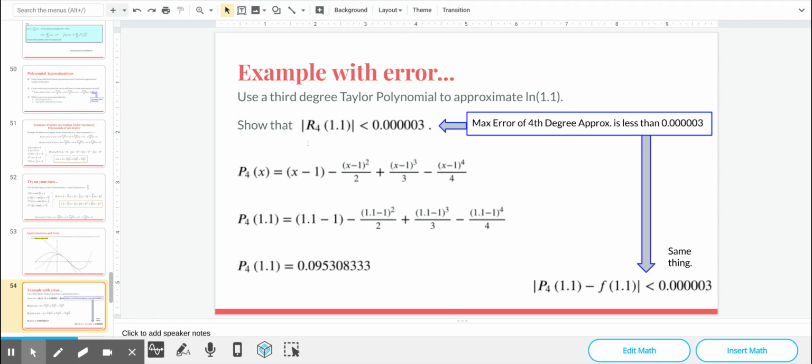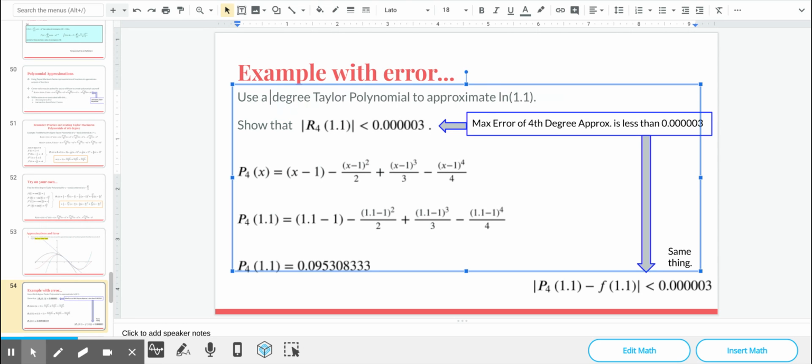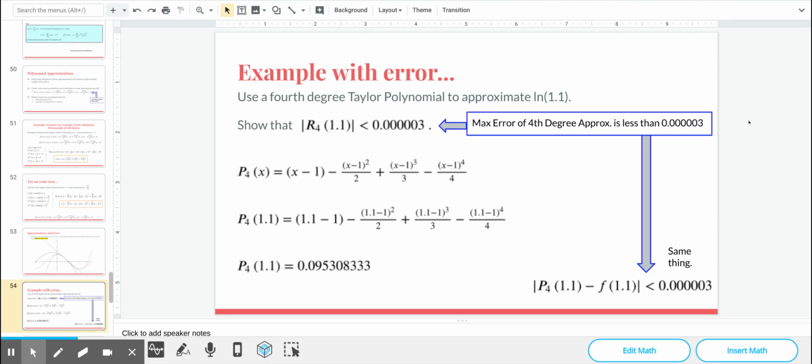And so the first way it might look is this, right? We want R sub 4, which stands for the remainder when using the fourth degree Taylor polynomial. And excuse me, I'm actually going to change this because I do want to do a fourth instead of a third. So using a fourth degree Taylor polynomial, the remainder of an input 1.1, I want to know that that is less than 0.000003. Okay, so is the remainder when using a fourth degree Taylor polynomial with an input value of 1.1 less than this value? We'll be able to figure that out.